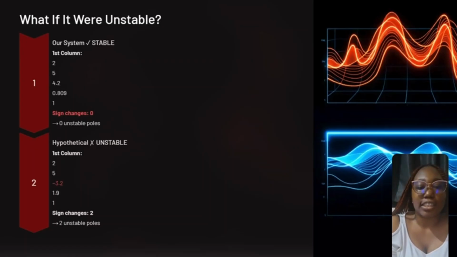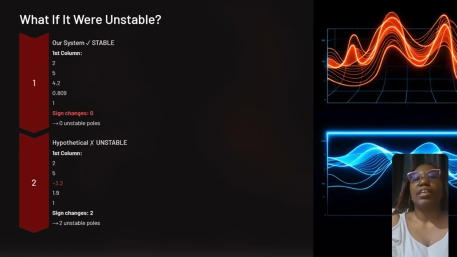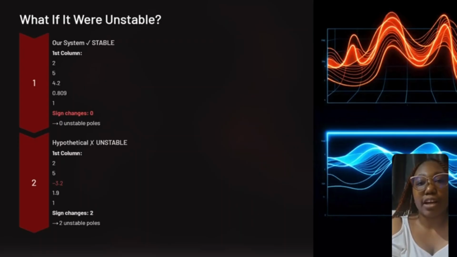2 changes in the system, 2 poles in the right half S-plane. That means the system becomes unstable. The sign changes are the red flags. 0 flags and then you are good.